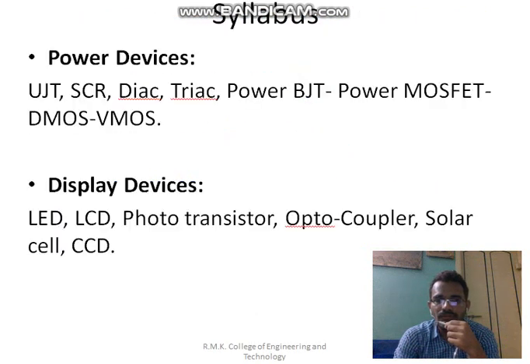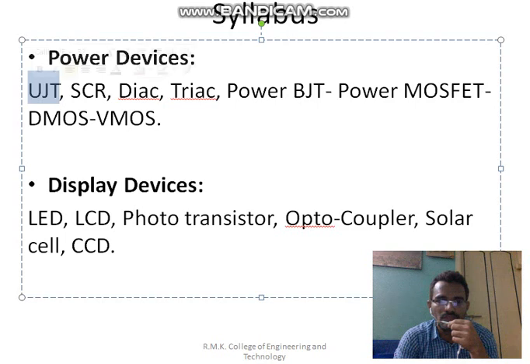Now, in the fifth unit, we have the syllabus of power devices, and we are going to see various display devices. In power devices, we are going to learn UJT, SCR, triac, diac, power BJT, power MOSFET, DMOS, and VMOS. And in display devices, you have LED, LCD, phototransistor, optocoupler, solar cell, CCD. So, in this video, we are going to see only the topic UJT.